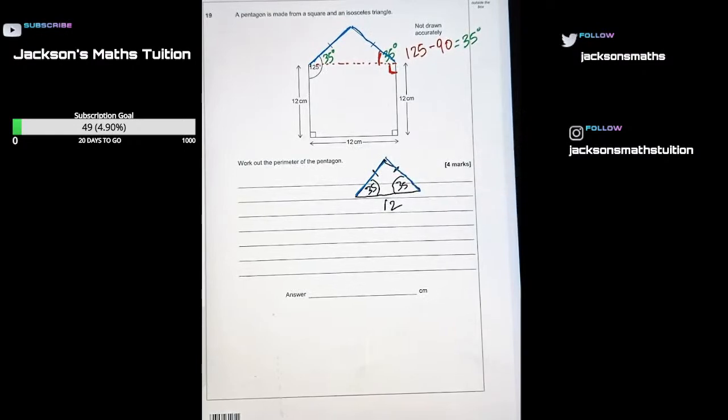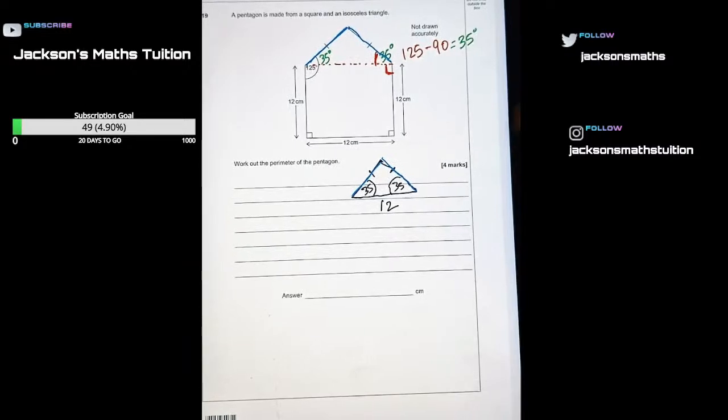Now, what do you think we can use to help us to work out that missing side? Because they're equal, so it's going to be the same measurement. What do you think we can use? Pop your answer in the chat, guys. What can we use to help us to work out the missing sides?